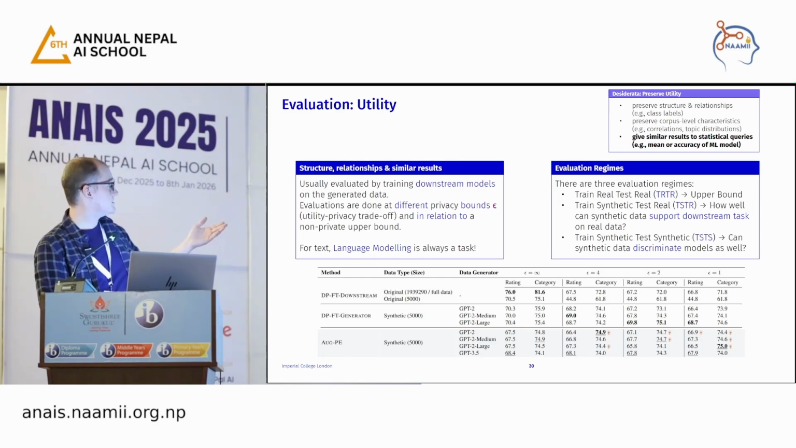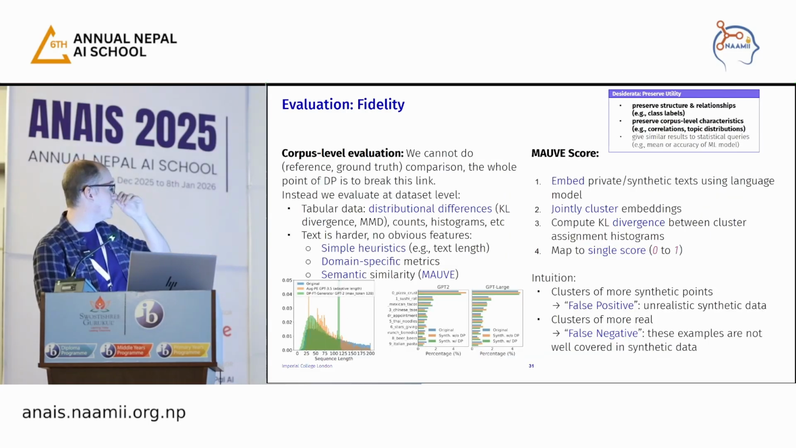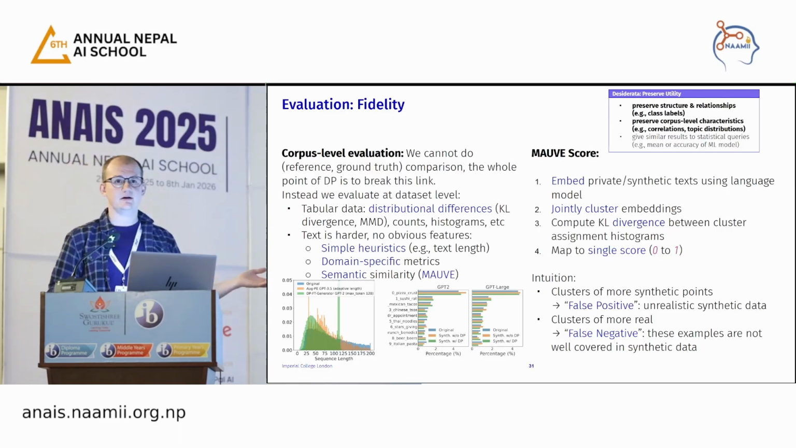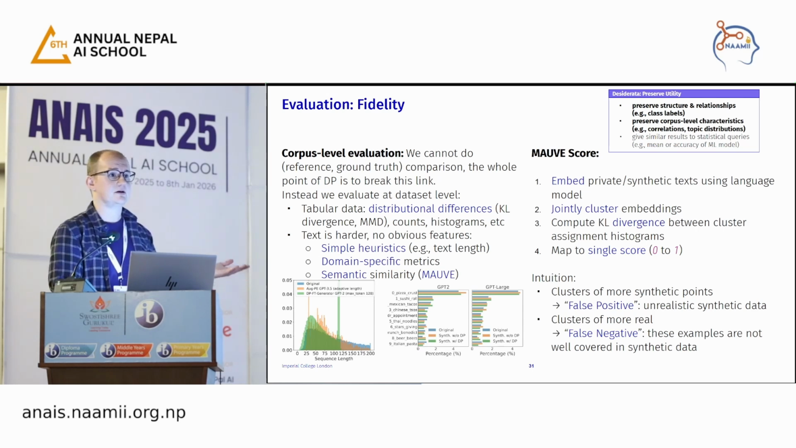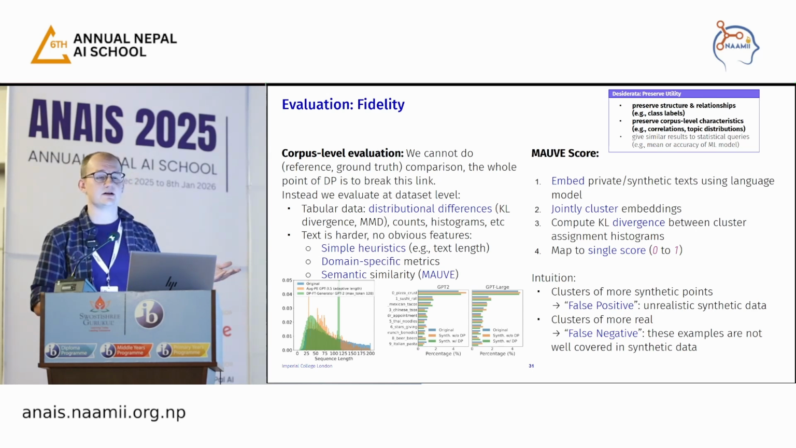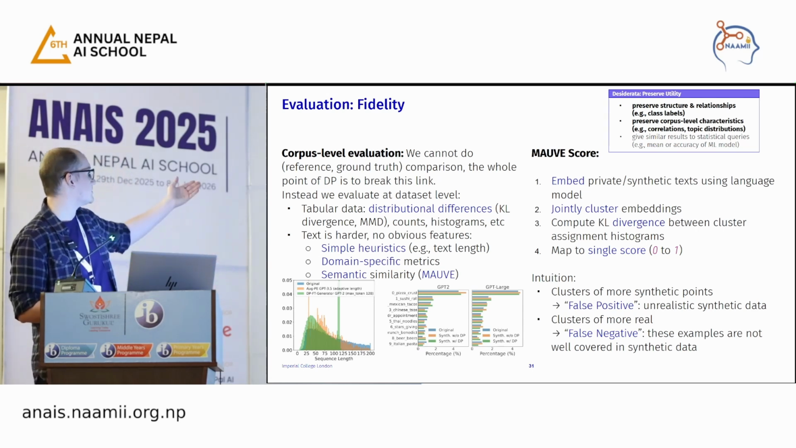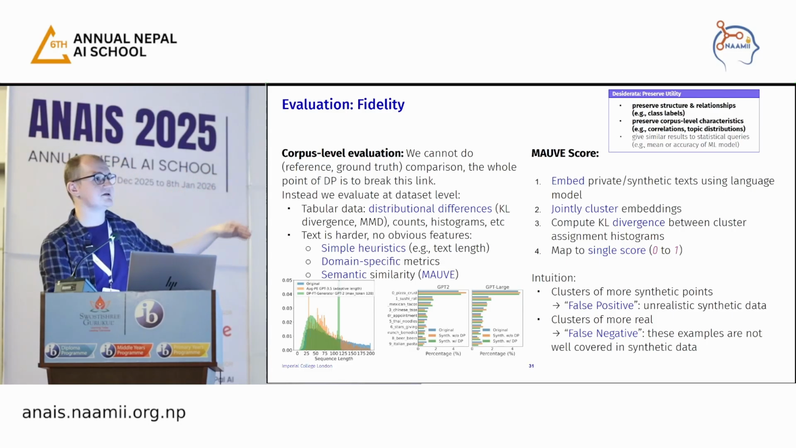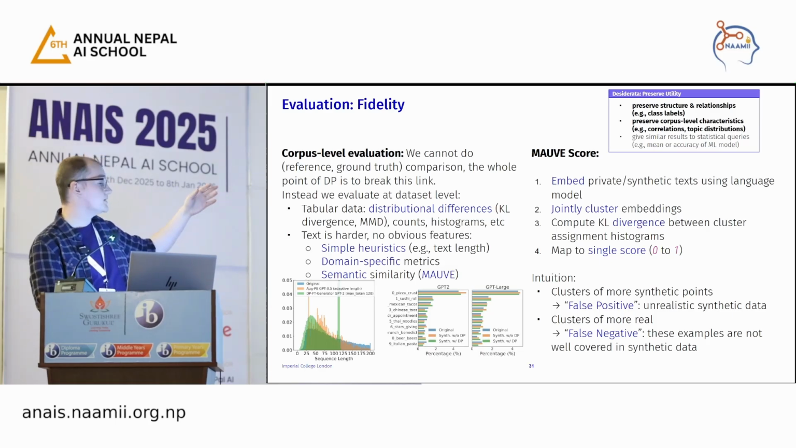Something different is the fidelity, and that is how the data looks in itself without any downstream task in mind. And of course, if you want to generally evaluate, let's say, two strings, whether they're similar to each other, you can do things like BLEU and ROUGE. But we can't do that. We can't do a comparison between reference and ground truth, because the whole point of differential privacy is to break exactly this link. So instead, we need to evaluate at the whole data set level. So we need to look at distributional differences.